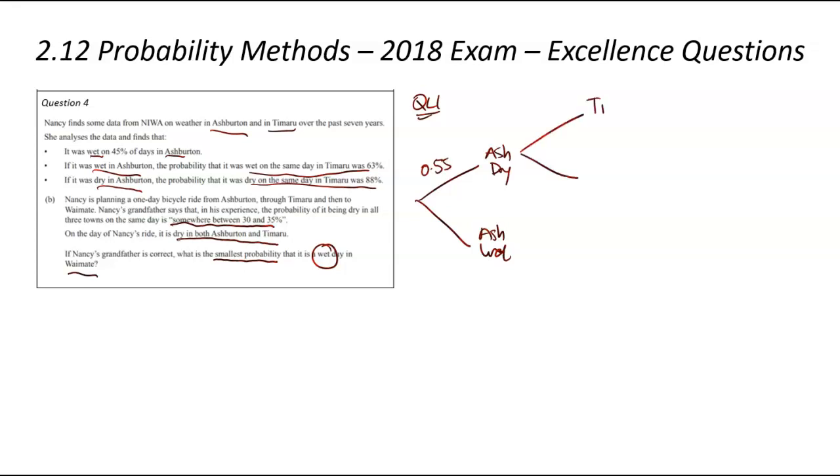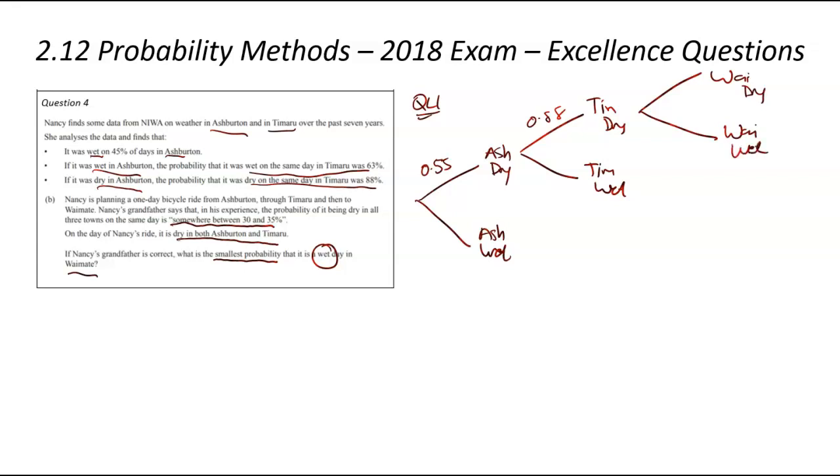After that, we then have to explore Timaru being dry and Timaru being wet. And like the other Ashburton being wet one, we could split it off more, but we don't need to explore that. We're just going to focus on the Timaru being dry if Ashburton was dry. So if Ashburton was dry, the probability that Timaru was dry was 0.88. And then finally, we're going to that third town. I'll just call it Y for shorter, dry, and wet.